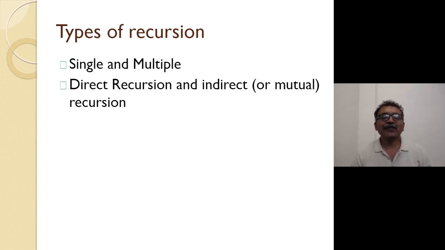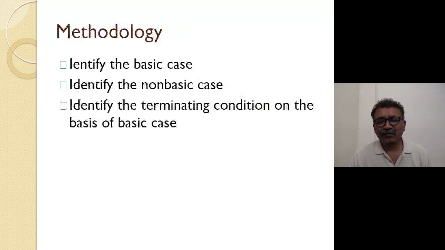Then types of recursion: single and multiple. I will talk about this afterwards. I don't want to waste time today because we have got just 15 minutes. There is single and multiple recursion. I will talk about that afterwards, perhaps tomorrow. And direct recursion and indirect or mutual recursion. This is basically theoretical stuff. I think C programmers should not go into that, right? Understand the recursive mechanism and forget.